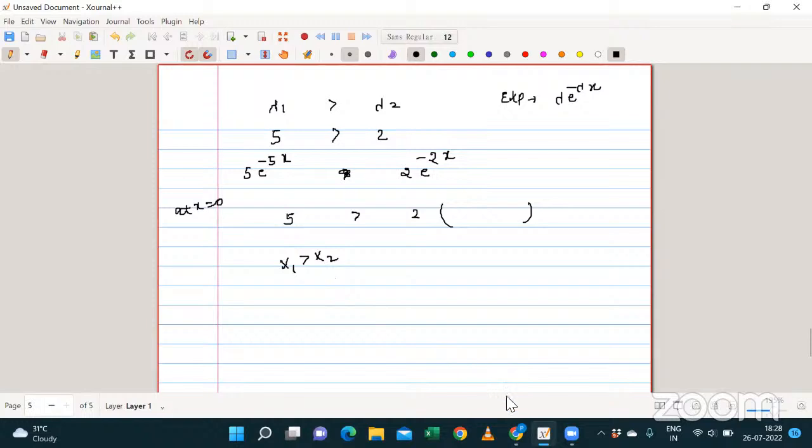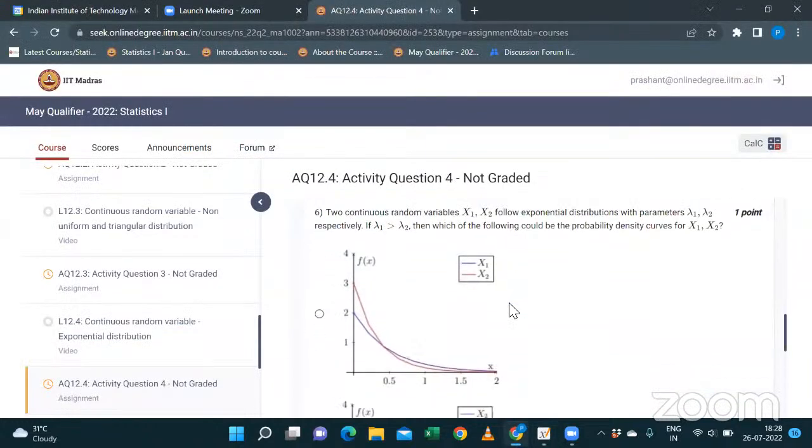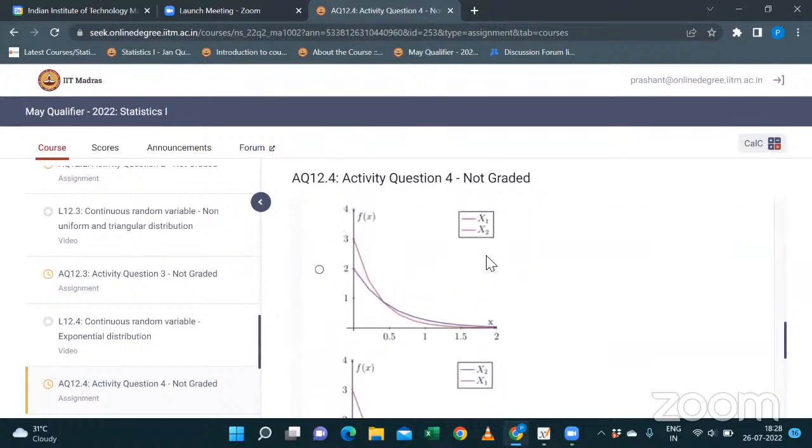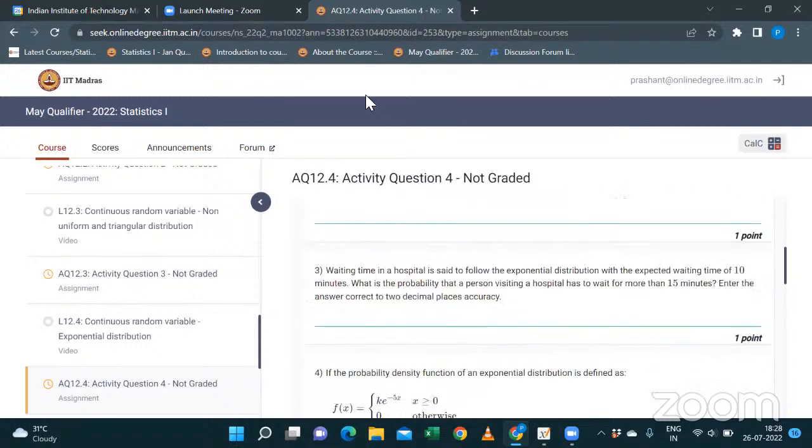In an exponential distribution, the greater lambda value decreases faster than the lesser value. So the second option is the correct answer, because x1 with the greater lambda starts higher and decreases faster than x2. Is that clear now? Yes, sir.